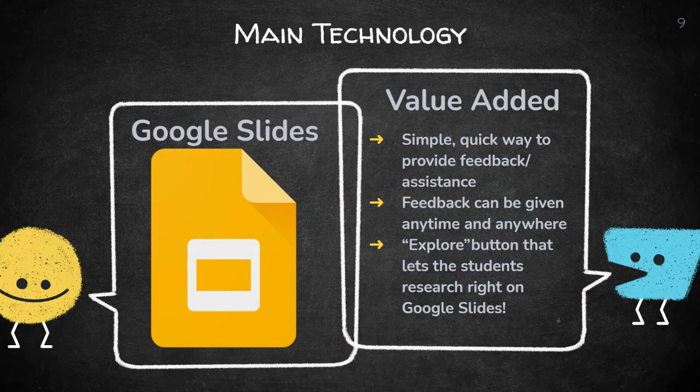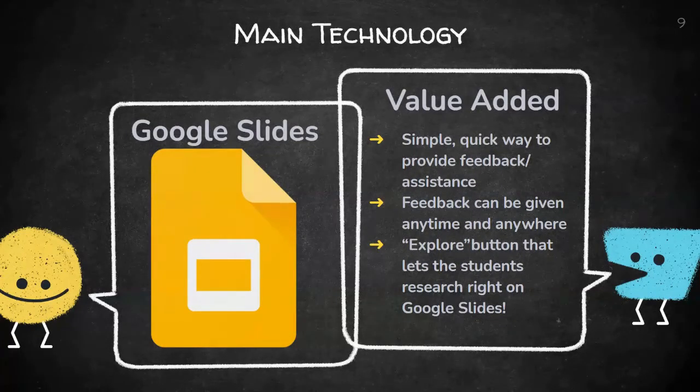So as we jump into the main technology, the students will be using Google Slides, and there are 3 main parts of value added when using this tool. The first is being able to provide very quick and simple feedback and assistance. When we jump into that feedback part, we know that teachers and students can provide feedback to the students or their classmates anytime and anywhere. So that means morning, afternoon, or evening, and they can be at school, at home, or pretty much anywhere there is internet.